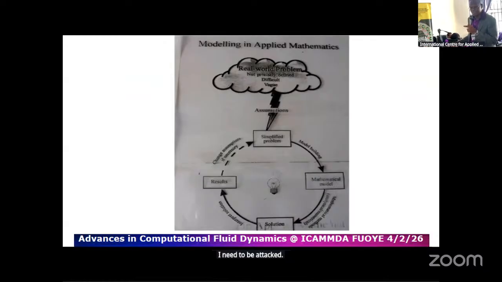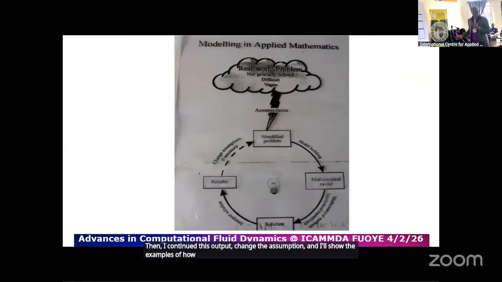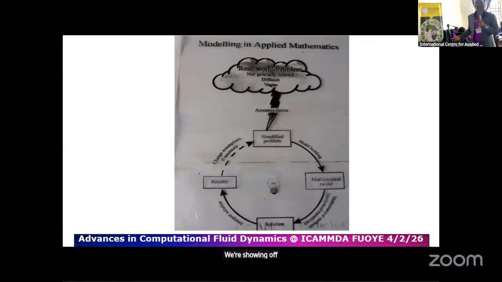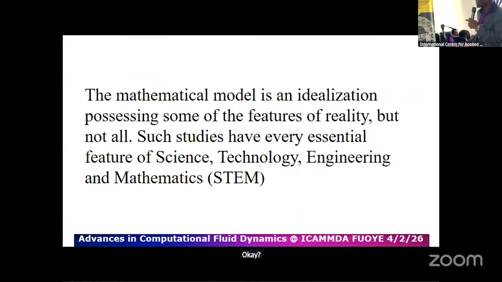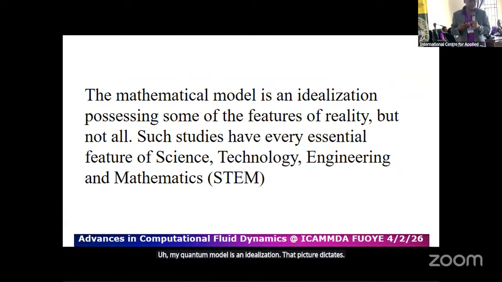You have to find a way to solve it, and to solve it, you have to find a solution. If I can find the solution successfully, then I have the results which I have to interpret, and then I continue in the cycle, and check the assumptions, then I continue in this cycle. Change the assumptions, and I'll show you examples of how I've navigated in the ocean of water over a period of time. Okay, so next, a mathematical model is an idealization. That picture depicts what I want to talk about. The idealization possesses some of the features of reality, but not all.